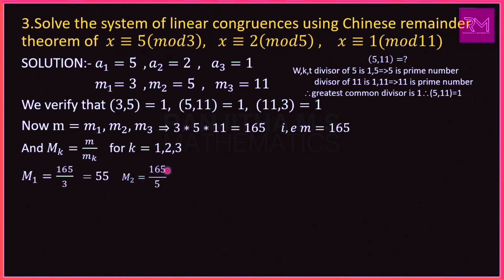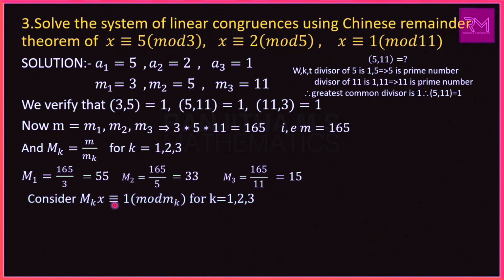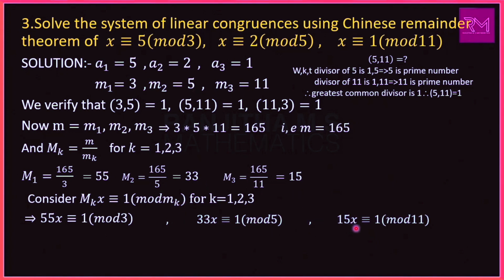Similarly, M2 is 165 divided by m2, which is 5. Therefore, we get M2 value is 33. Similarly, M3 is 165 divided by m3, which is 11. So we get 165 by 11 is 15. Therefore, we get the M1, M2, M3 values. Next, we have to consider a linear congruence Mk x congruent to 1 mod mk for k equal to 1, 2 and 3. So we get the first congruence as 55x congruent to 1 mod 3. Similarly, 33x congruent to 1 mod 5. Similarly, 15x congruent to 1 mod 11.